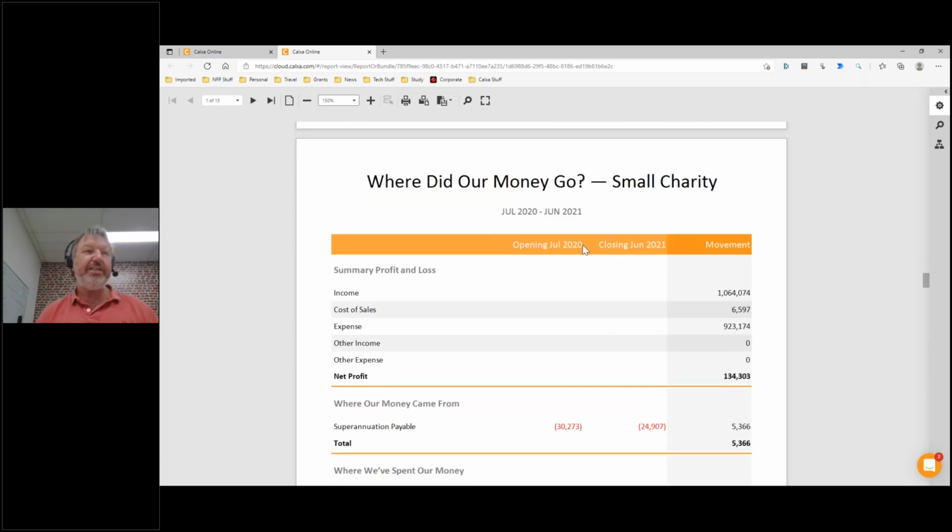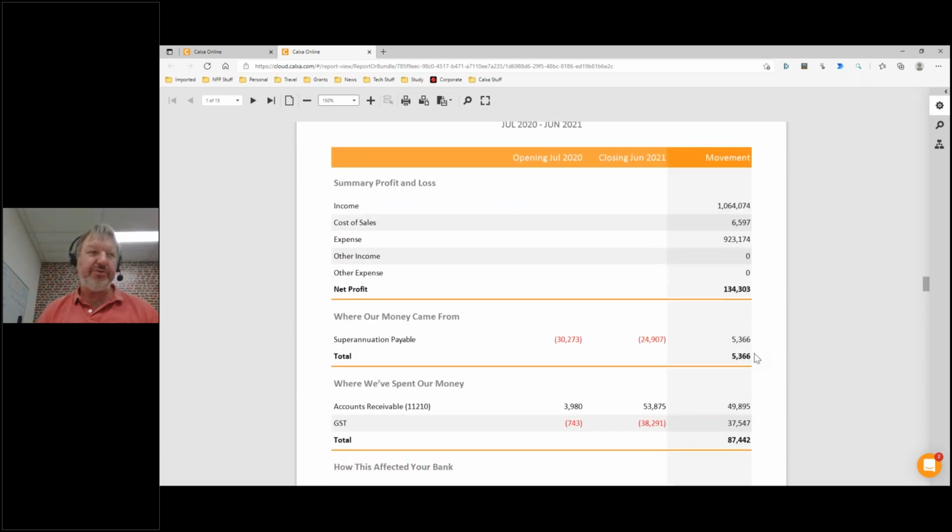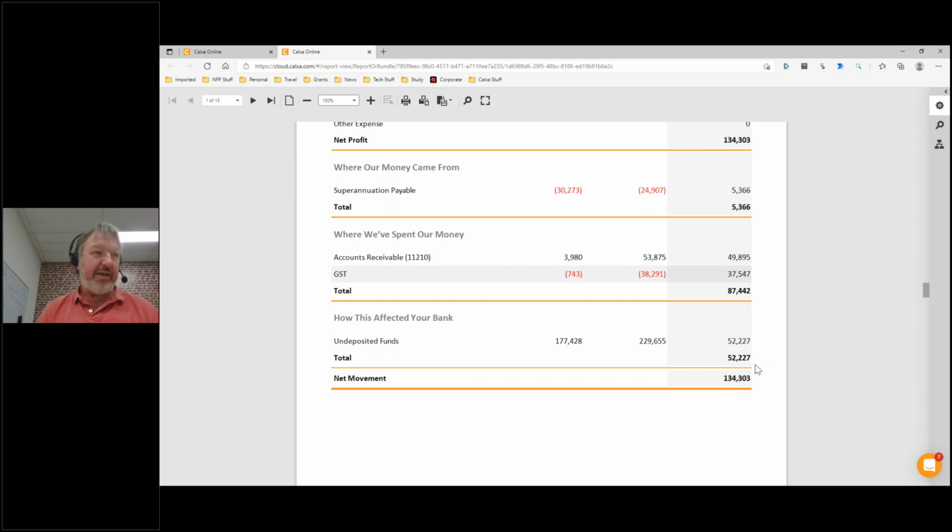And then, where did our money go? We created this report to try and help the non-accountants we deal with understand the connection between the net profit or surplus and the bank movement. So in this case, we've made a profit of 134,000 and our bank's only increased by 52,000.